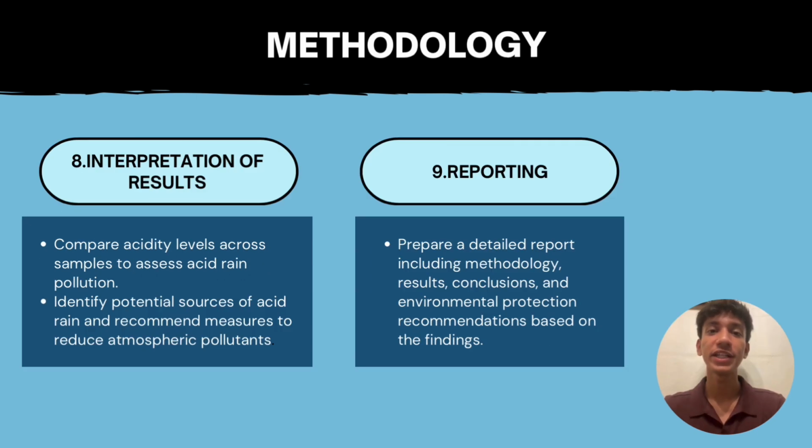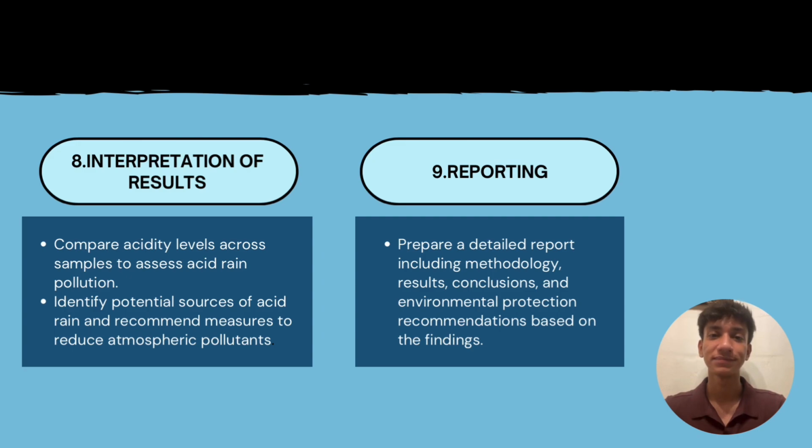The acidity levels across samples are compared to assess acid rain pollution. Potential sources of acid rain are identified and measures to reduce atmospheric pollutants are recommended. Finally, a detailed report is prepared, including the methodology, results, conclusion, and environmental protection recommendations based on the findings.